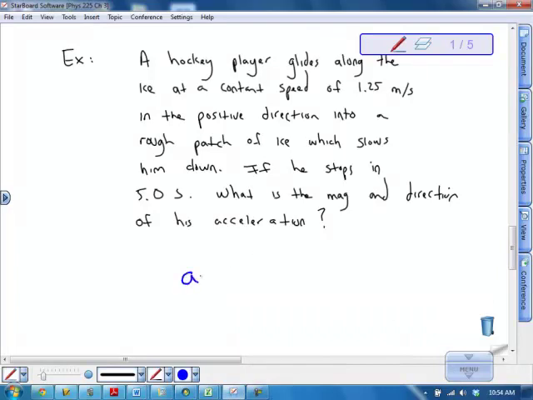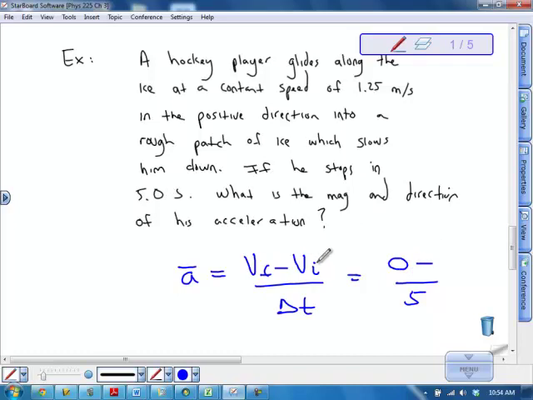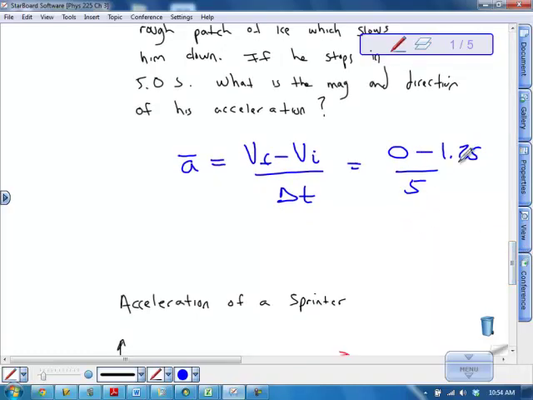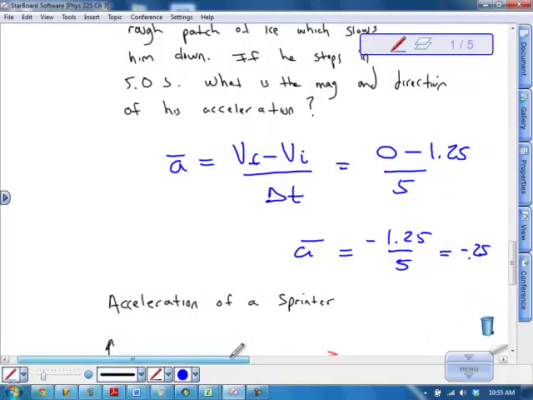All right, to solve this problem, we know that average acceleration is the change in velocity, which is velocity final minus velocity initial, over the change in time. They told us that the change in time was 5 seconds, so we can plug that in. They told us that the final velocity is going to come to a stop. It says if he stops in 5 seconds, so final velocity would be 0. Initial velocity is 1.25 meters per second. And that would give us our acceleration of negative 1.25 over 5, which let's write as negative 0.25 meters per second.